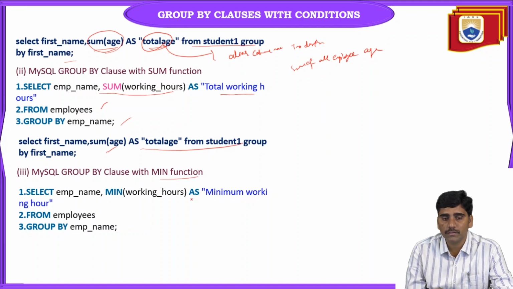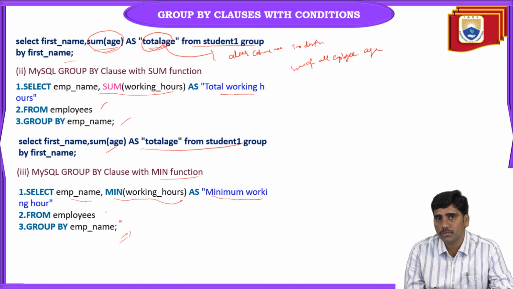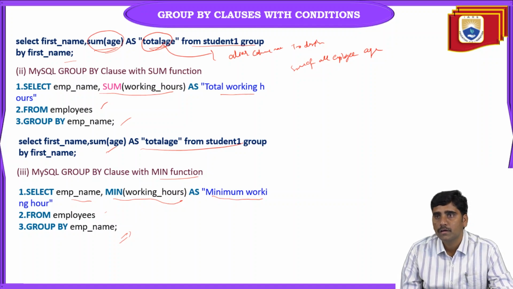So the minimum function means: select employee name, minimum of working hours. Whoever has spent the minimum working hours will be displayed as minimum working hour, from employees group by employee name. So on the basis of employee names, whoever has the fewest total working hours, that employee's details will be displayed. That employee name will be displayed.